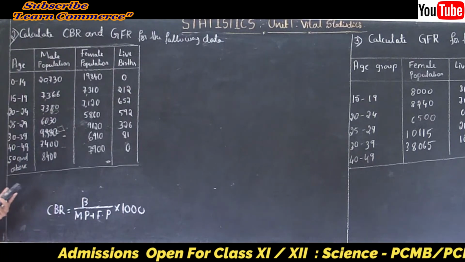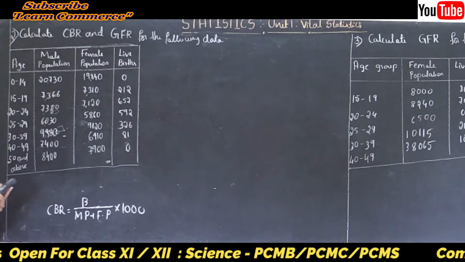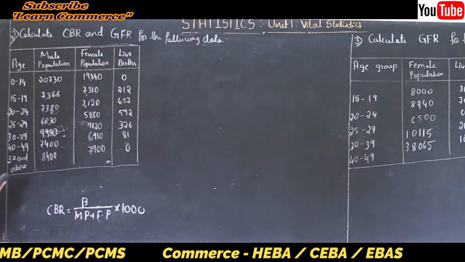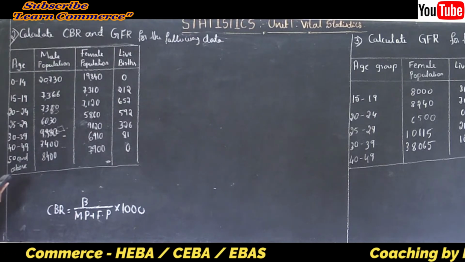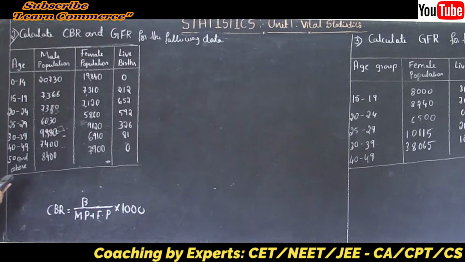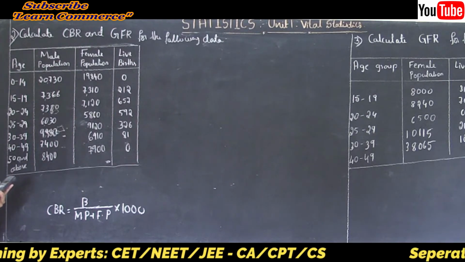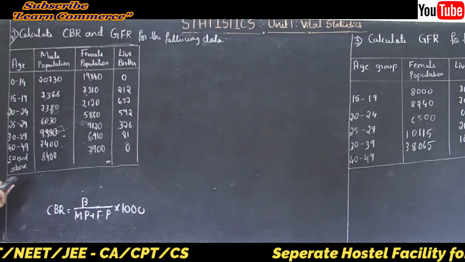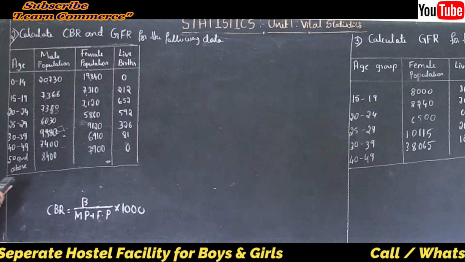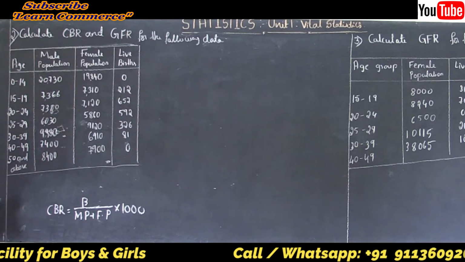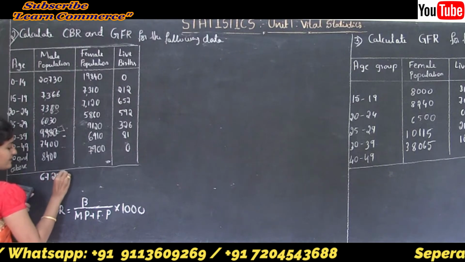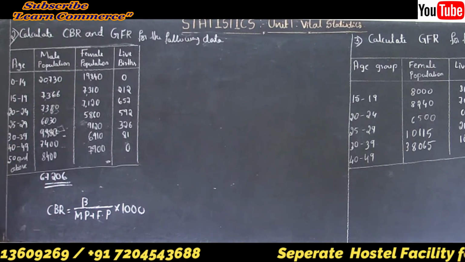So here the first observation is 20,730 plus 7,366 plus 7,300 plus 6,030 plus 9,988 plus 7,400 plus 8,400. Then the total is 67,206. Okay, this is the total of the male population.